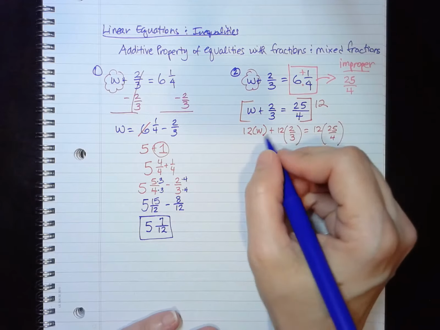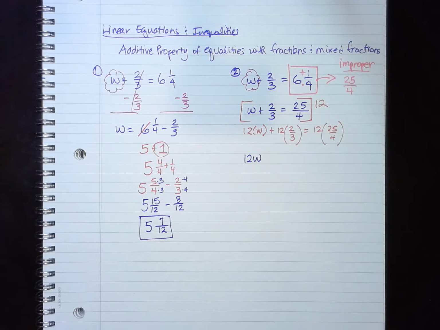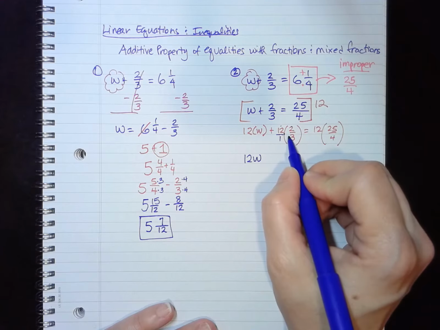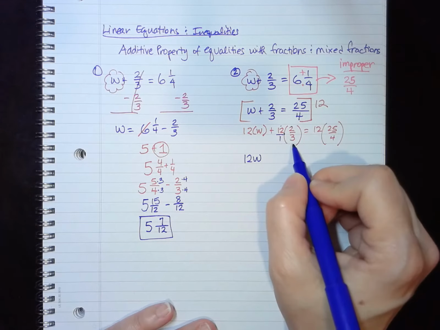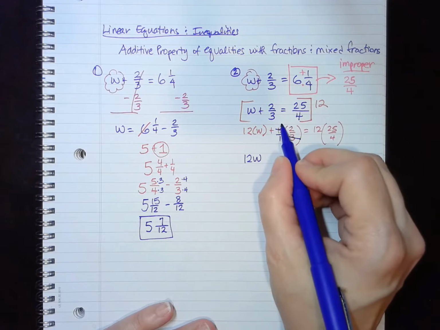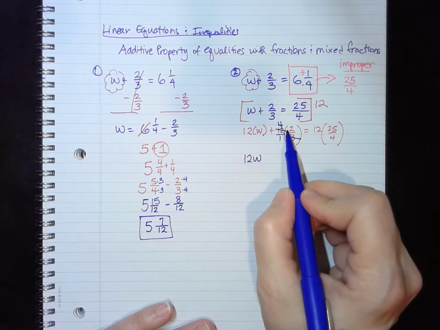So now I come back over here and 12 times W is just 12W. When I multiply 12 times 2/3, that's 12 over 1 times 2 over 3. Well, I know that my job was to get a number that 3 goes into, and 3 goes into 12. That's why I use 12. So 3 goes into 12 4 times. So now I have 4 times 2, which is 8. So positive 8, or plus 8, no more fraction.